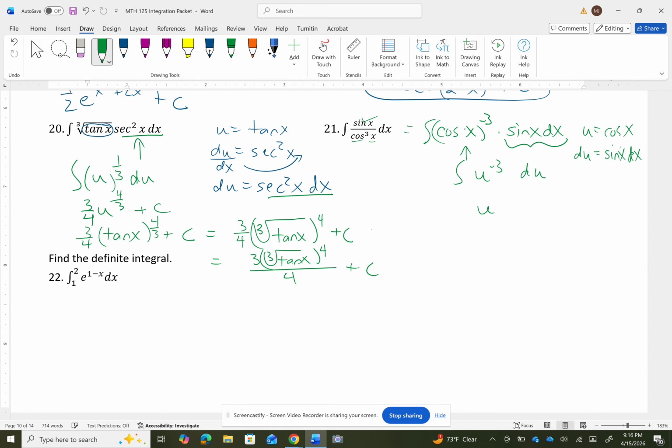So that's going to be a u. Add 1 would be -2. So you need a -1/2 out in front. Put a plus c on it. Get it back into having x's, so replace the u with cosine x, and get rid of the negative exponent. So it would move back down here, be a +2, so I can put it down in the denominator along with the 2.